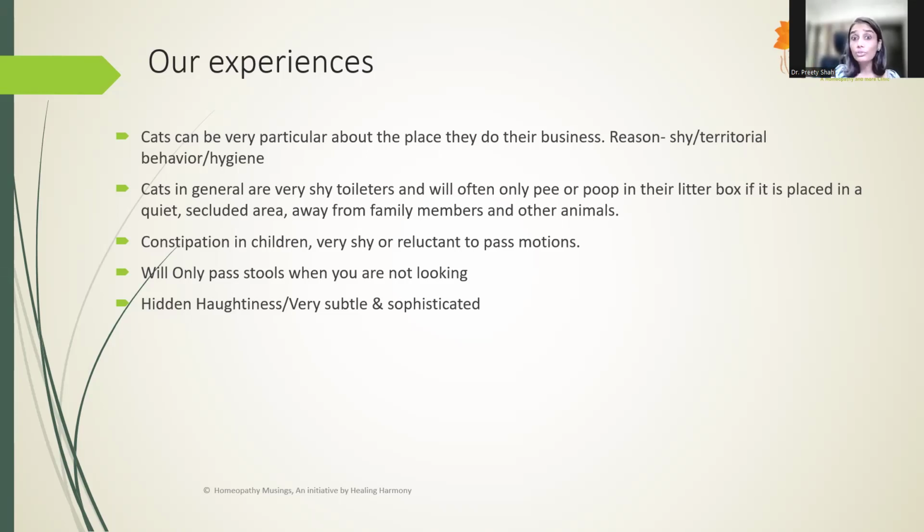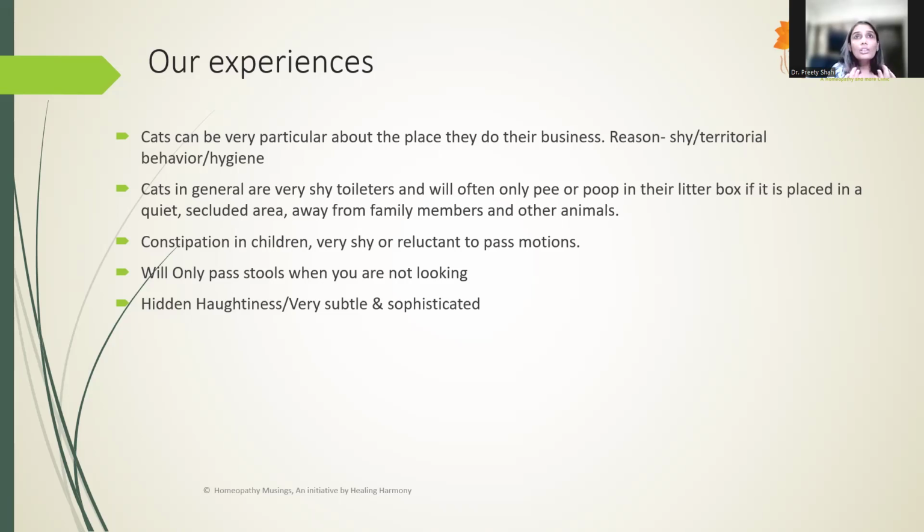In nature also, for those who have had close association with cats, you can see that dogs pee and poop anywhere, right? And you have to pick up their poop. But you have to have litter boxes for cats, and they will do it in complete privacy, and they're very hygiene conscious, and they will quickly cover up their things. So they're very hygiene conscious, very shy toileters. You see that in patients also.